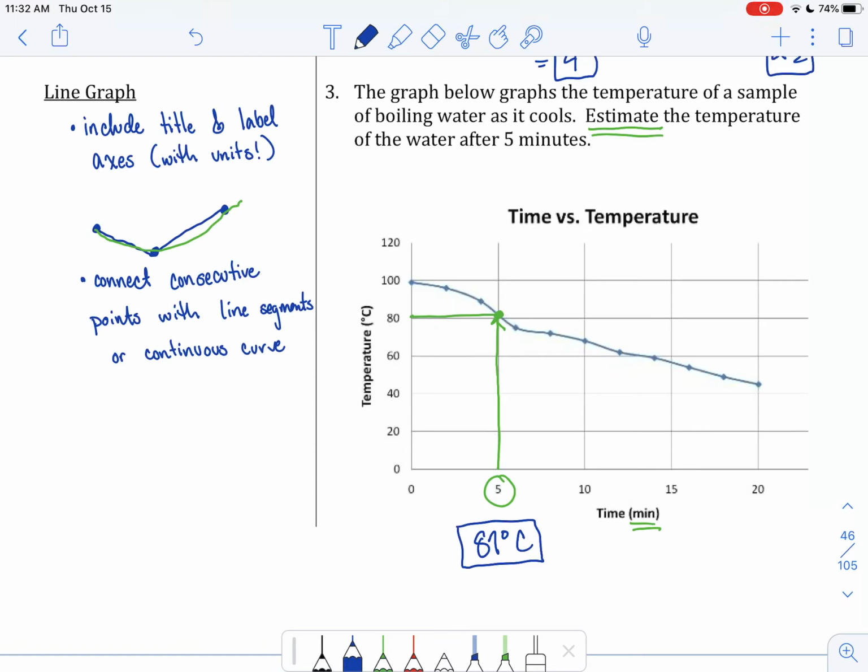All right, stop here with your notes and start that first section, and we'll talk about histograms in the next lesson.